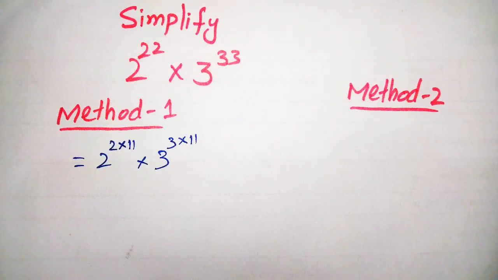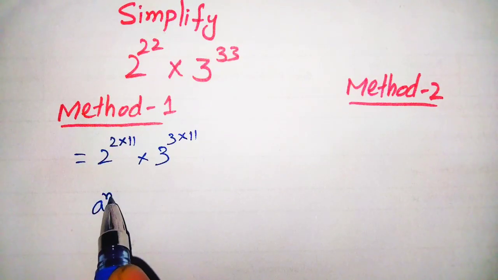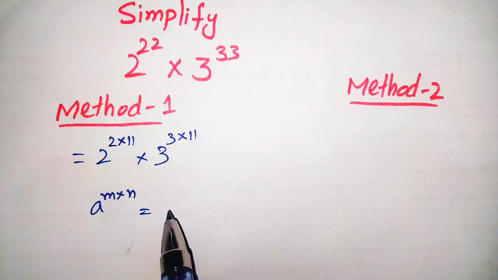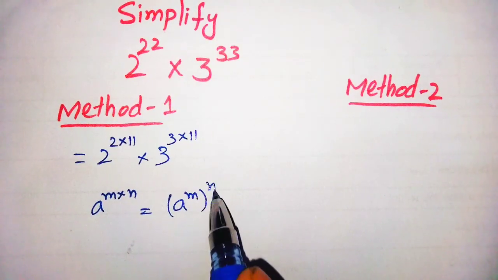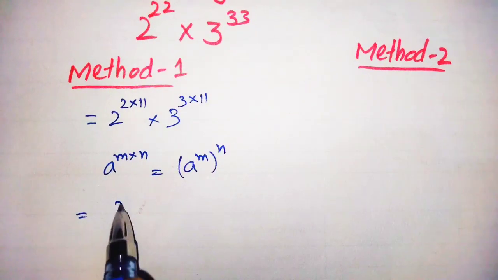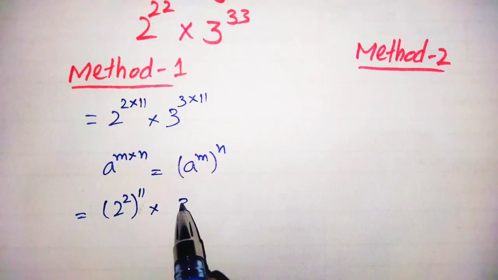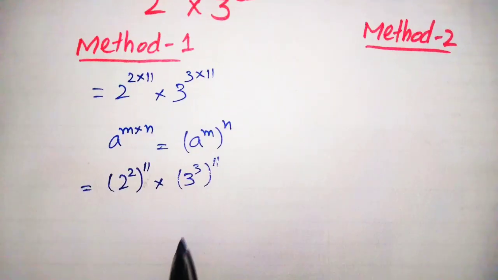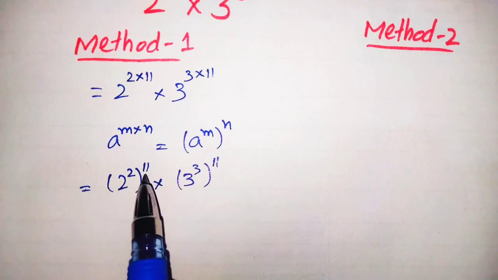Now, according to the formula, a raised to power m times n, if two powers are multiplying, then we can write it as a raised to power m and whole raised to power n. So, according to this formula, we can write it as 2 raised to power 2 whole raised to power 11 times 3 raised to power 3 whole raised to power 11. So, in this way, we make two terms with the same power.